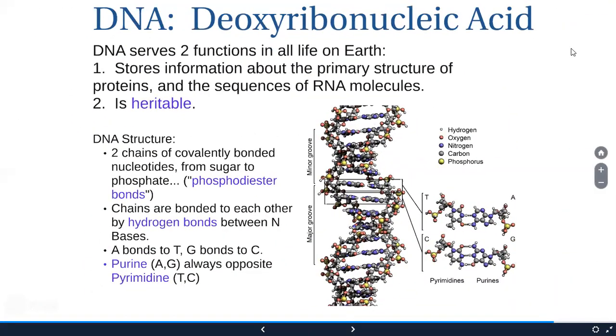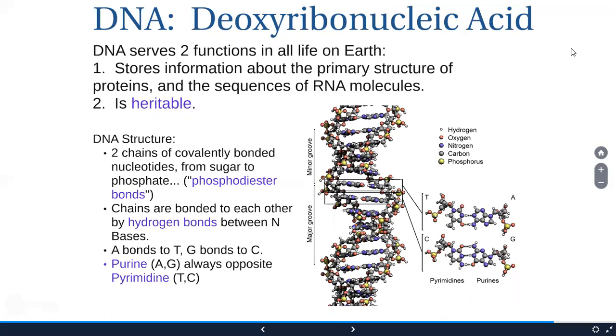So DNA, 2 functions. So it stores the information on how your body is going to make RNAs and also proteins. And this is heritable. If it were not heritable, then life as we know it just wouldn't work. There would be no instructions passed on to the next generation on how to make these proteins and how to make them better over time.